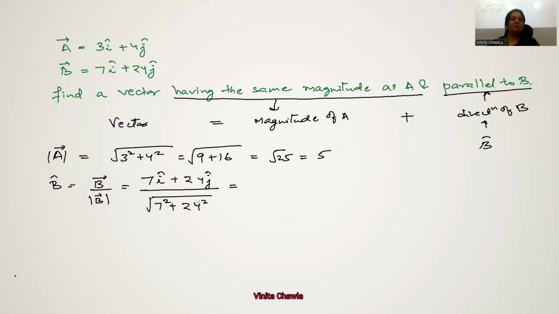25 square, right? This will be 49, okay? This is 7 upon 25 I cap plus 24 upon 25 j cap.